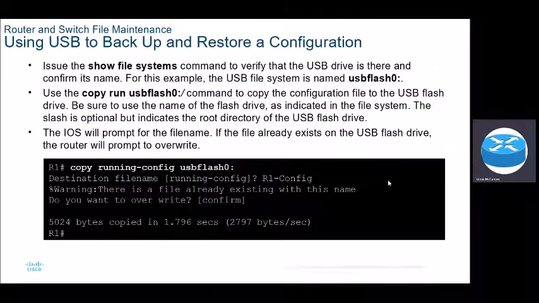So you can basically do show file systems, and it will tell you what it is. As I said, you can do show file systems to verify the USB drive is there and confirm its name. It will often be USB flash 0. And so from there, you can copy run to USB flash 0, and that will send a copy of that running config to the flash. And so that's another way you can back up things. And again, it will ask you for a file name. And so, yeah, it's another solution that you can use.